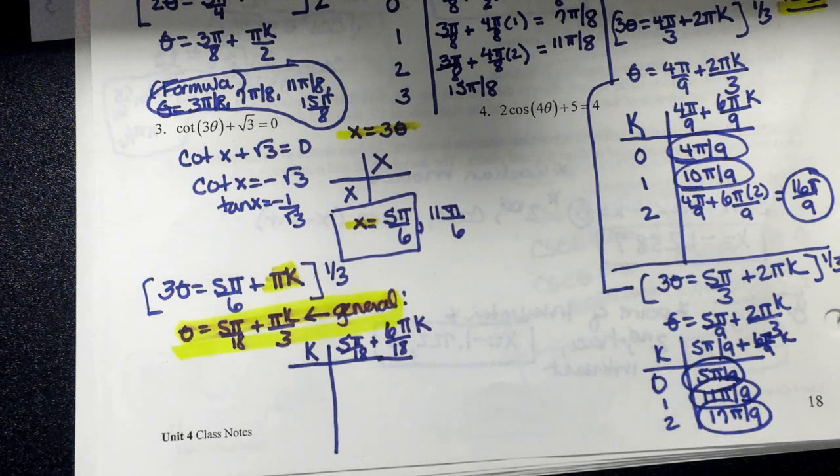What's going to be my stopping point? Well, how do I know when I get to an angle that's equivalent to 2 pi? 36 pi over 18. You guys go ahead now and fill out the T-chart and tell me what the angles are going to be.